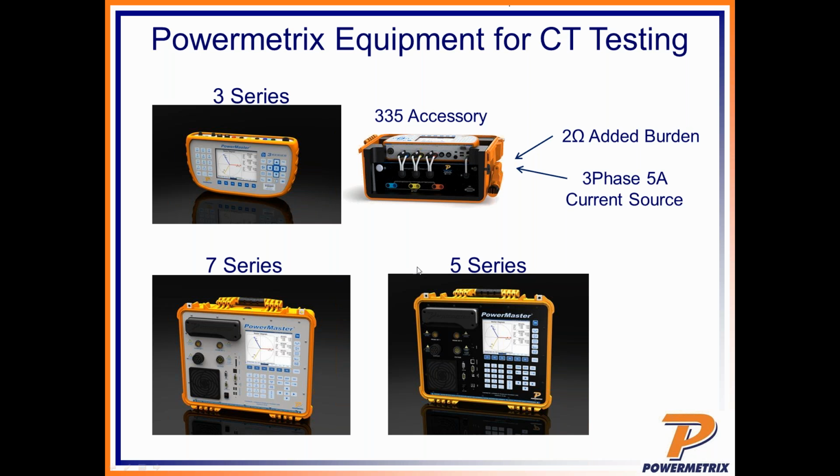Some of you that have the 7 series and the 5 series, these came out before the 3 series, and these feature much higher current sources. There's a 20 amp version and a 50 amp version. And these also have voltage sources as well. So if you need a voltage source, this is the product for you. But these are the main products that we're going to be using when we go out and test sites in the field, all right?